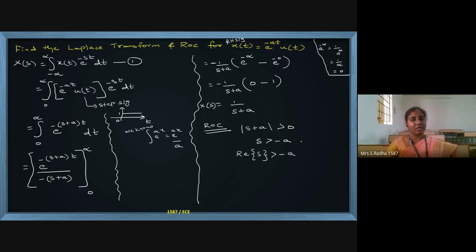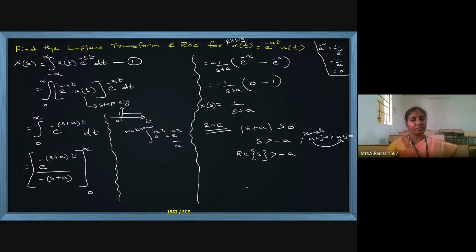Just for rough work, s is nothing but sigma plus j omega, and a means a plus j0, since the imaginary part is 0. So only the real part is being equated, and you can write that the real part of s is greater than minus a. This is about the ROC, region of convergence.